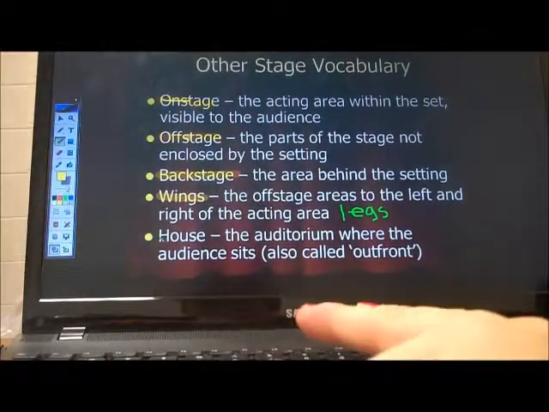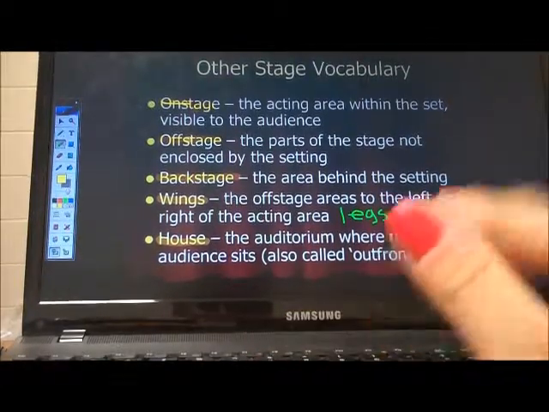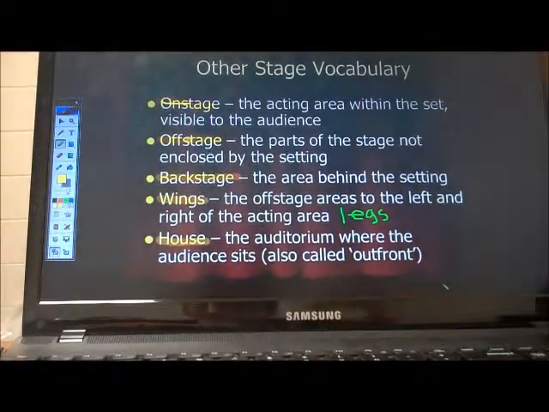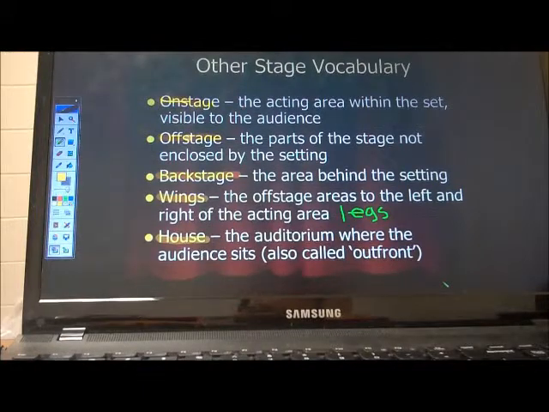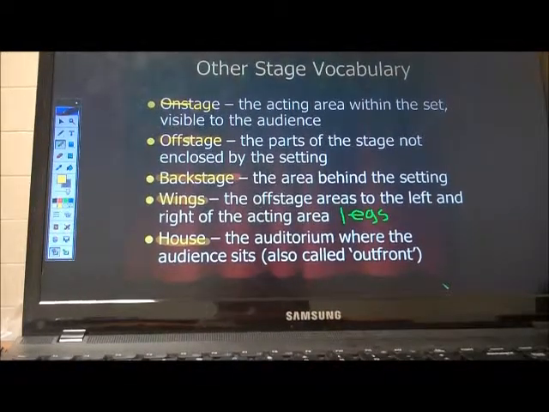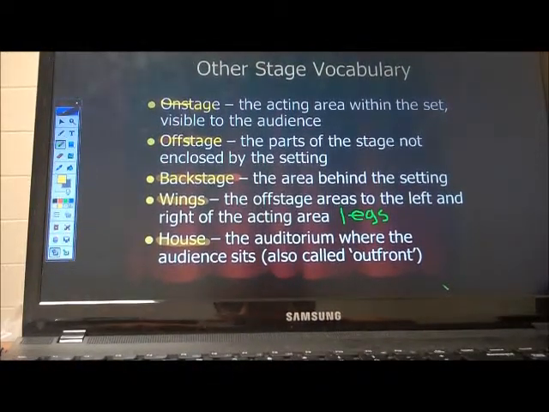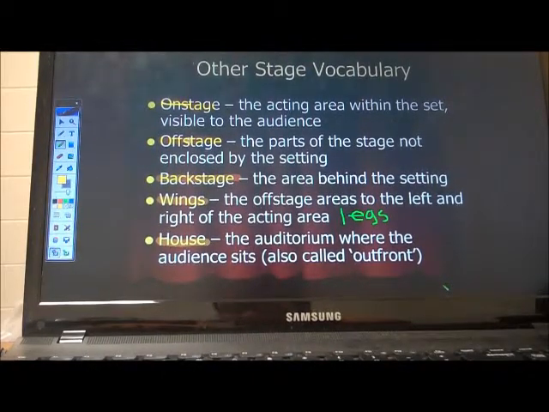Last but not least would be the house. The auditorium, where the audience sits, also called out front. So you'll hear, okay, go sit out front, or out front is where the lights are going to come up, or that's where the spotlights are. Any of those kinds of areas, that's why we would say out front. It's a little nickname for it. But the house, you can remember back in the day when they would say on stage, is there a doctor in the house? And that is just where the audience lives, and they watch the performance from there.